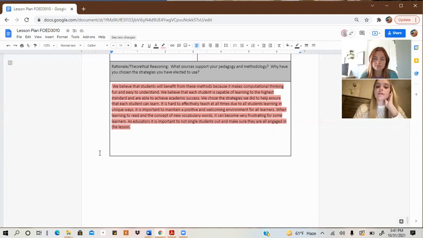It is hard to effectively teach at all times because all students learn in unique ways, but it is important to maintain a positive and welcoming environment for all learners. When learning to read and learning new vocabulary words, it can become very frustrating for some learners. As educators, it is important to not single out students and to make sure they're all engaged in the lesson.